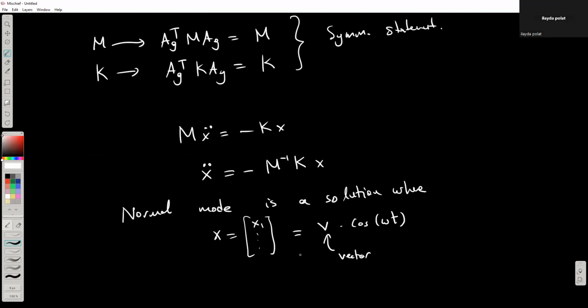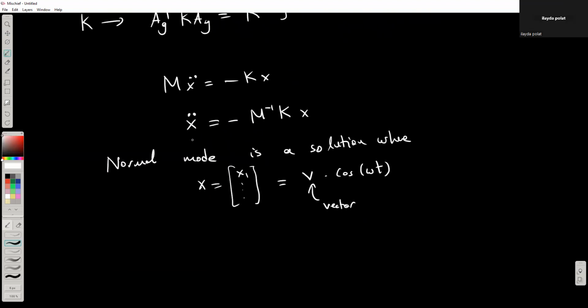Right? In any case, so in that case, x double dot, I mean, this cosine can also be sine as well, or there can be a phase factor, phase angle in here.